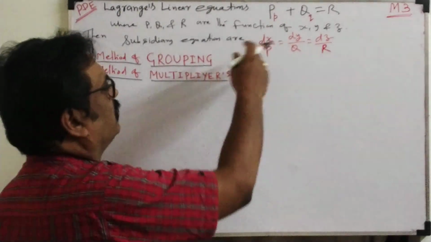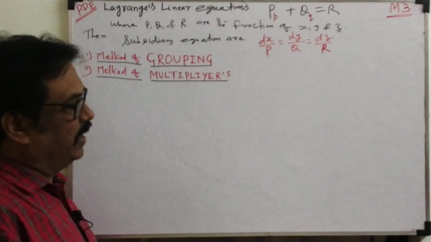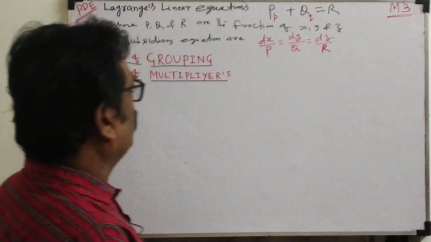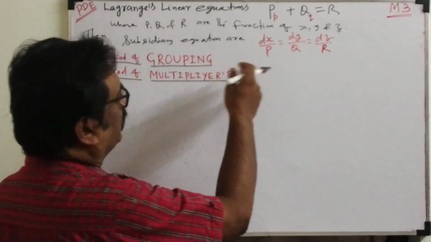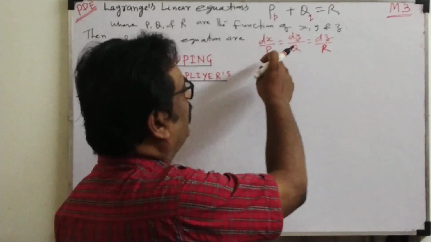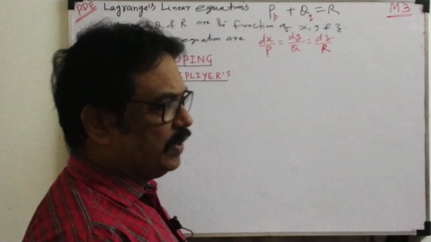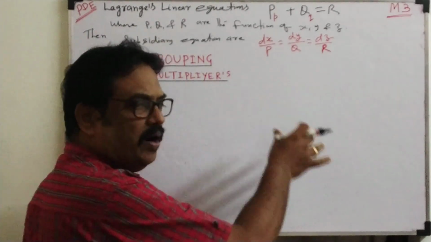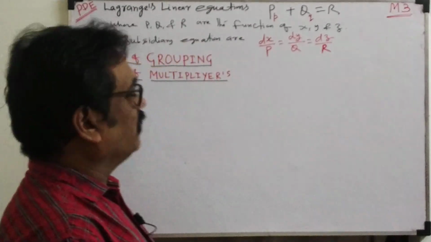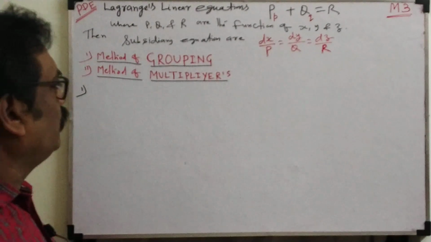After the subsidiary equations, we will solve the questions either by the method of grouping or the method of multipliers. When will we use the method of grouping, and when the method of multipliers? Both methods can be used, but the concept is this: if the integration terms are very small, then we go with the method of grouping. But if the integrating parts are very long and complicated, like big algebraic expressions, then we go to the method of multipliers. So first I'm going to discuss the method of grouping.